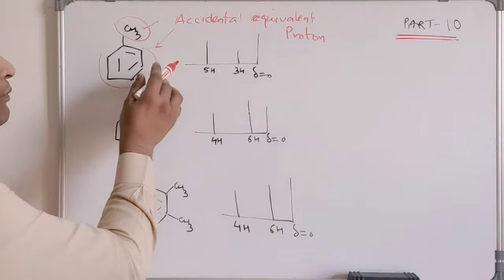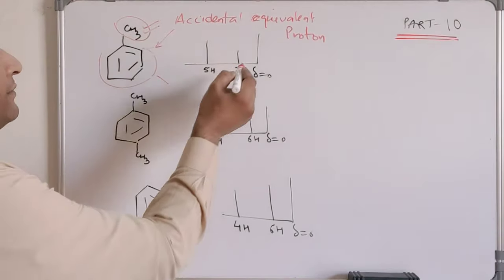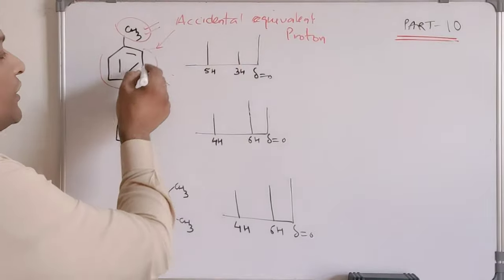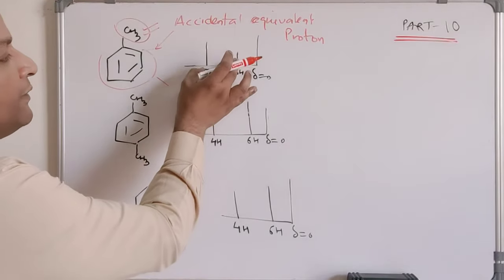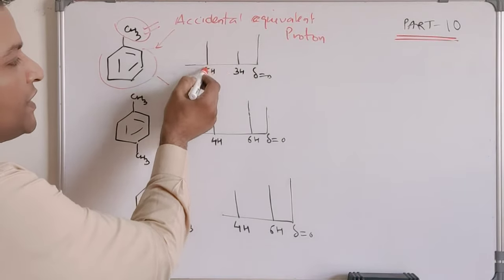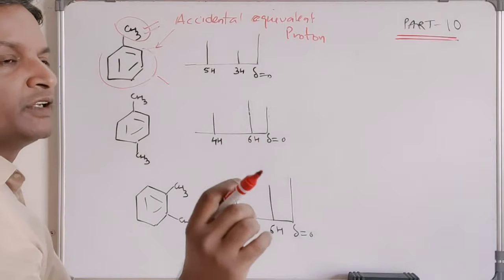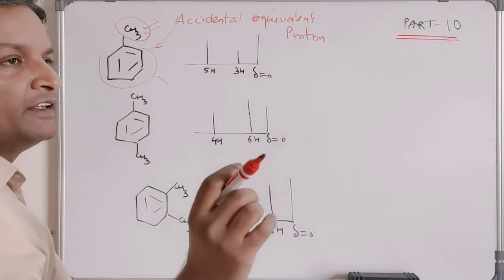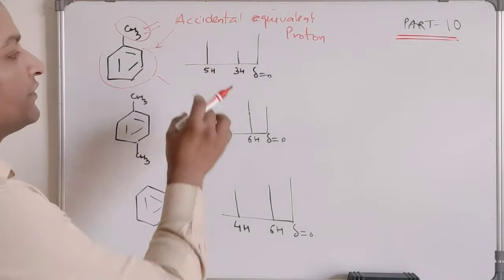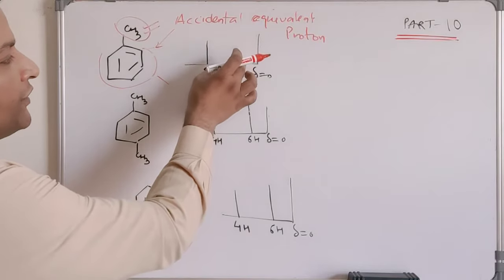So what will be the spectra of toluene? It is a singlet for this CH3, and a singlet for these 5 protons. Remember the intensity of the peak. This is a small peak, this is the large peak. The intensity of the peak always depends upon the ratio of the protons. If the ratio of the protons is higher, then the intensity of the peak is higher. You can see here the ratio is 3:5, similar to the ratio of the peaks, 3:5.